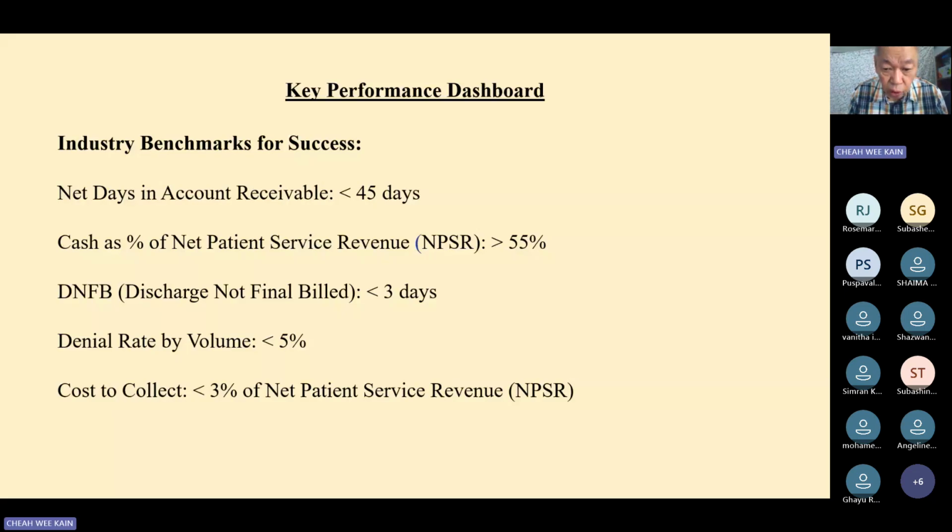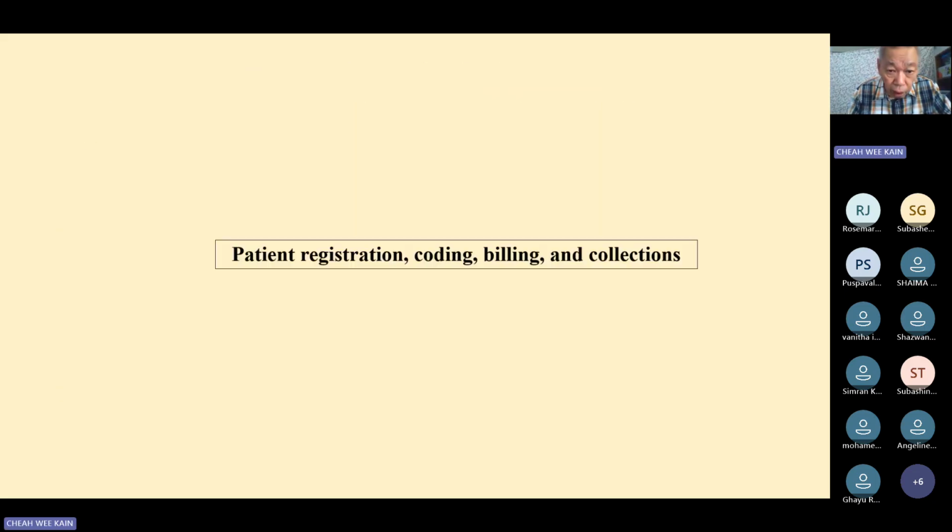And cost to collect. Sometimes you have a debt collector or you have your own department. It should not be more than 3% of your total sales amount in the hospital. Okay, these are key performance thresholds. You can use these as a guide to compare with your actual activities right now in the hospital. If any one of them is no good, think about why it's no good and how to solve it. Registration, coding, billing, all this, no problem.